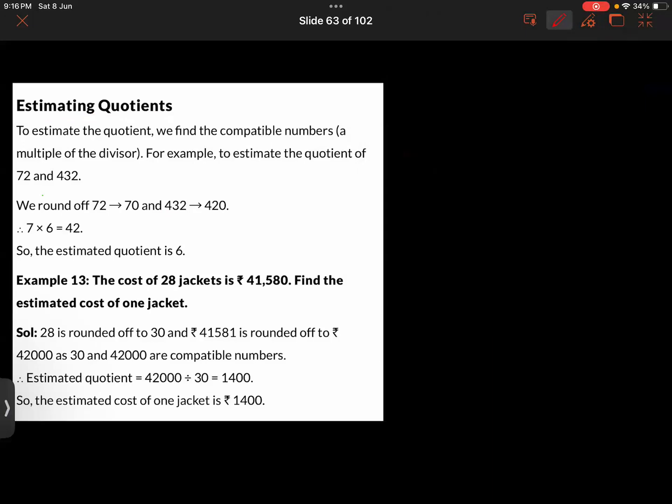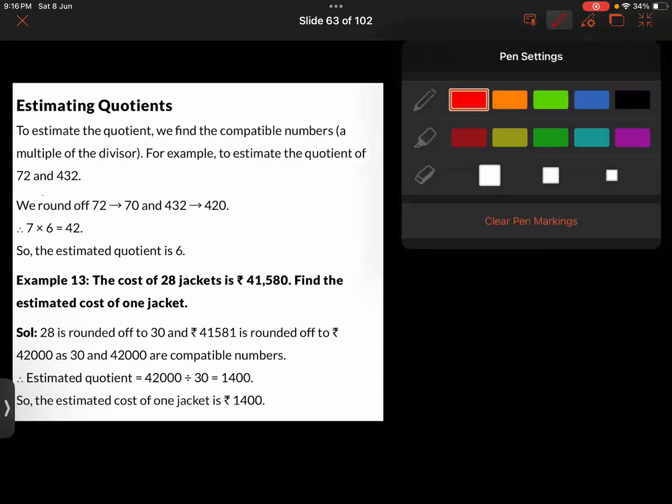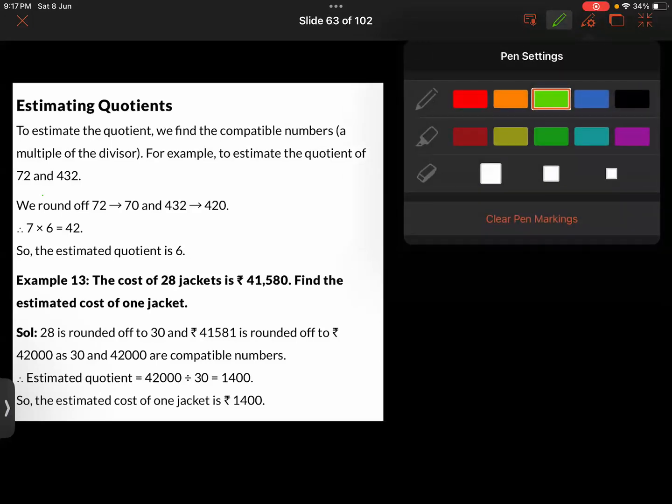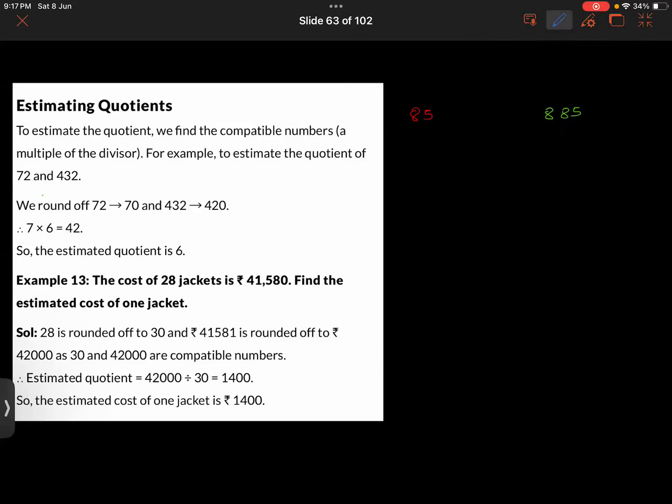Say for example you have a number 8085, and let us say you have a number 885. So you have to find the quotient after rounding it off. Now, rounding off the number to the nearest 10, let us say. So do tell me, what will it become? I am saying you to round it off to the nearest 10. The first one or second one? First one. Second will be rounded off to the nearest 100.